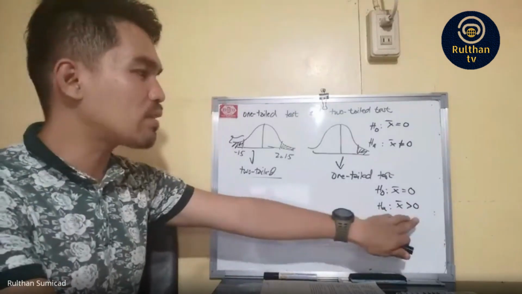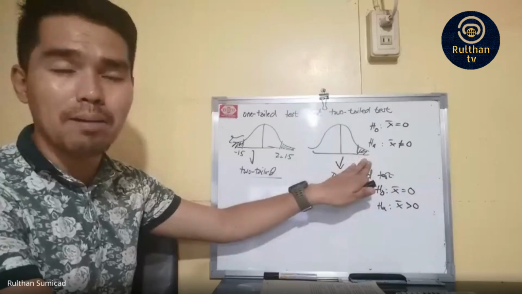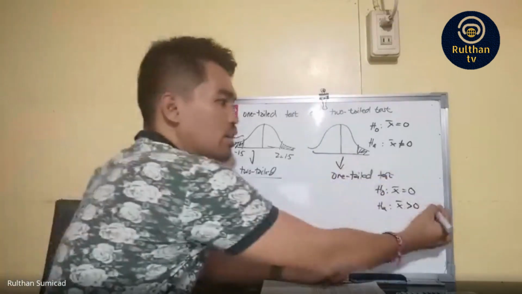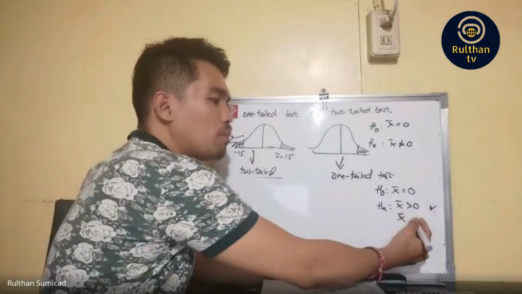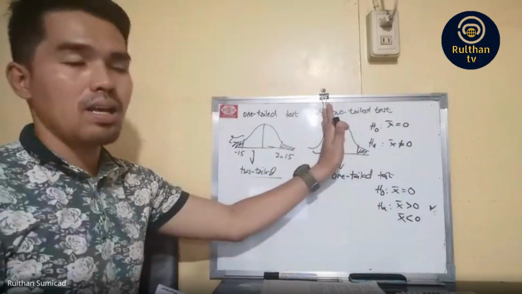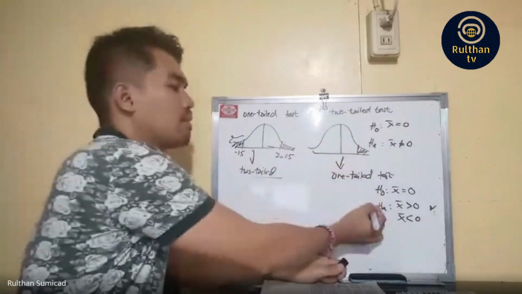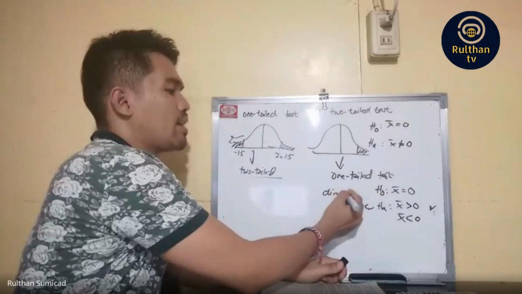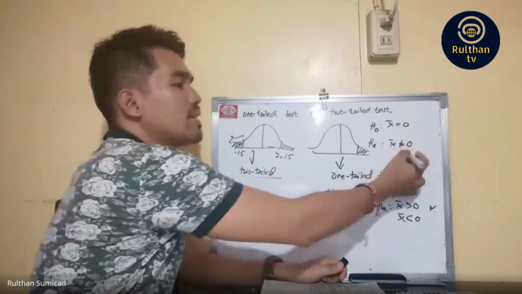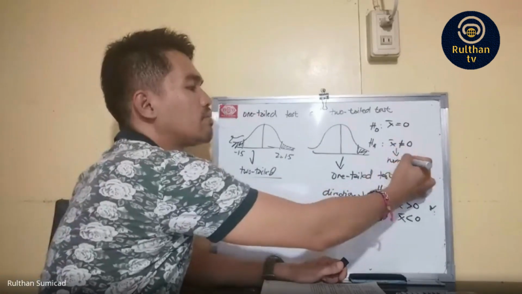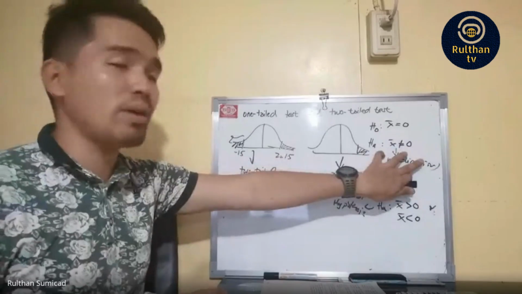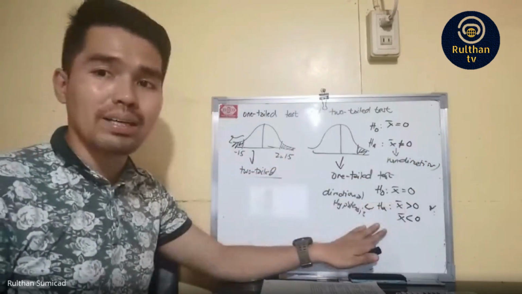Meaning you anticipated to reject the null hypothesis on the right side of the mean of the population. Or you can also state it as the mean of the sample group is less than zero, meaning you intend to reject the null hypothesis on this side. So these are what we call directional hypotheses. And this is the non-directional. Literally, this one does not specify a certain direction where to reject the null, while this one has a specific direction where to reject the null.